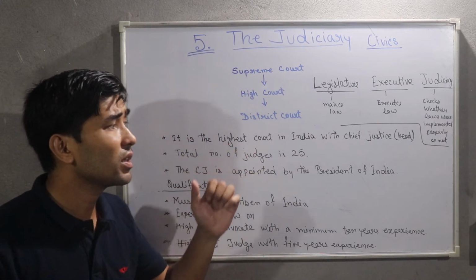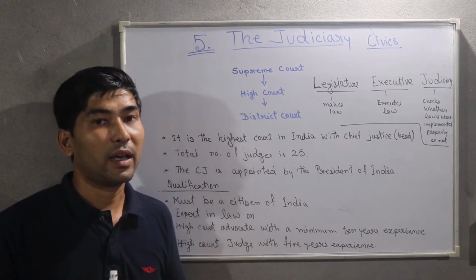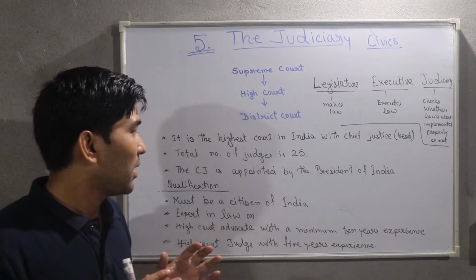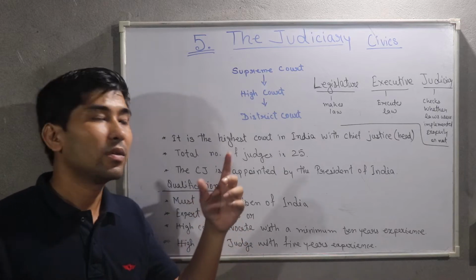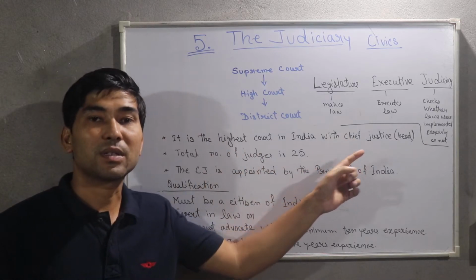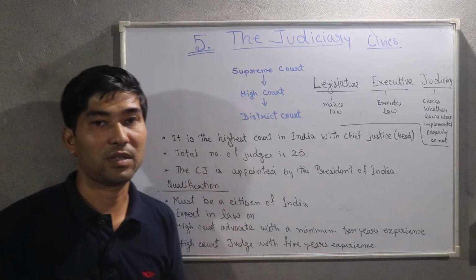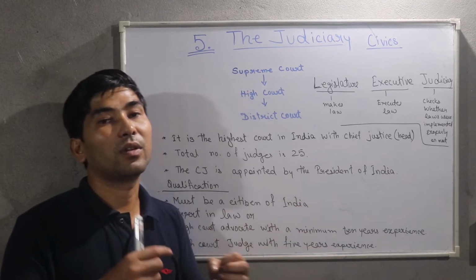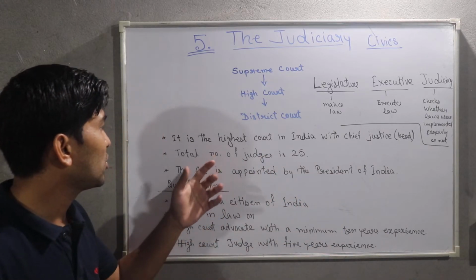It is the highest court in India with the Chief Justice as its head. It has 25 members at present, and it can be increased with the help of the Parliament. Now, out of 25 judges, only one will be the Chief Justice, and the other 24 will be appointed with the help of the Chief Justice. The Chief Justice will recommend to the President of India the appointment of the other judges of the Supreme Court.